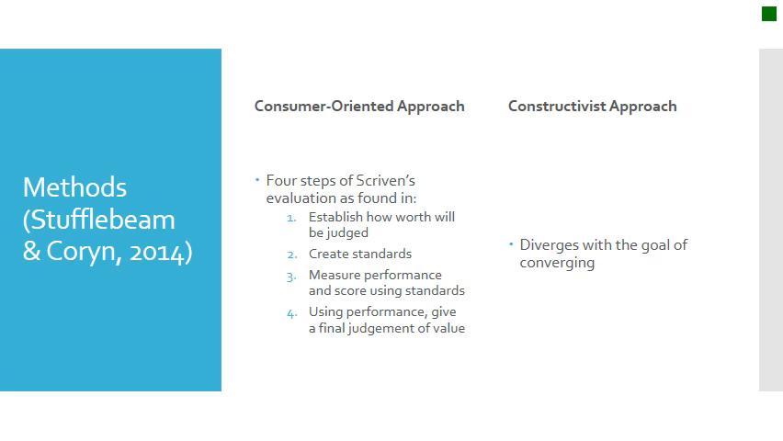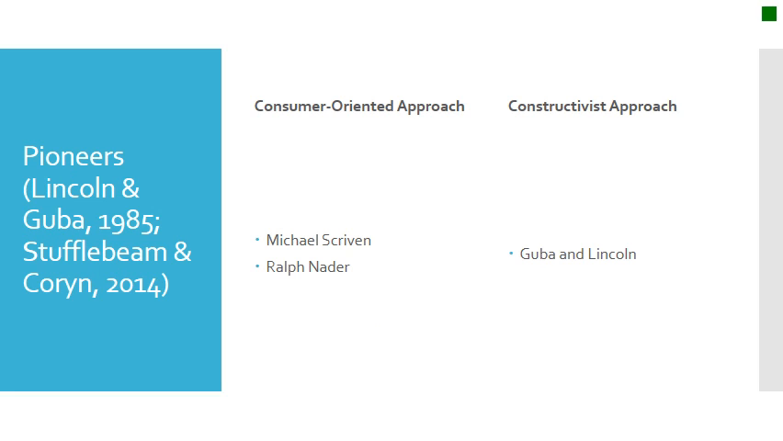Where the consumer-oriented approach is objective, the constructivist approach is open-ended and subjective and focuses on gathering the views, needs, and interests of all stakeholders in order to help ultimately come to a consensus concerning the program being evaluated. Stakeholders are active participants throughout the whole process. Michael Scriven is a known proponent for the consumer-oriented approach. However, Ralph Nader also approached evaluation in a similar fashion around the same time. Scriven, along with other individuals, have continued to refine the approach and continue to advocate for the well-being of consumers.